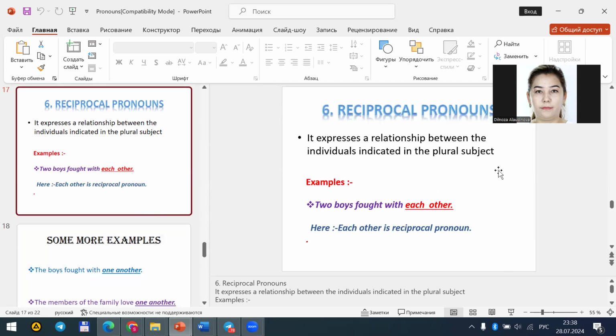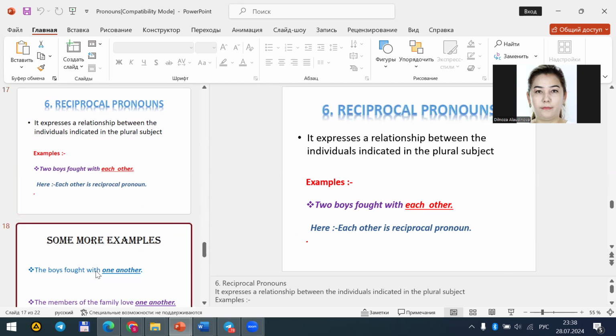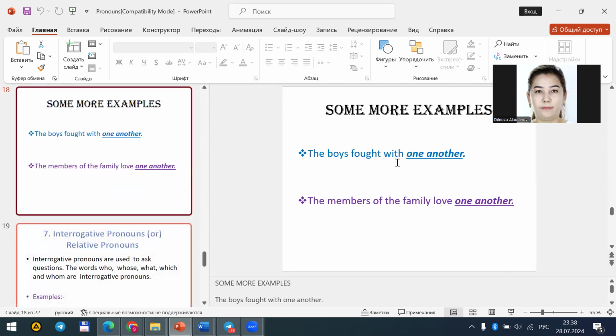Next one is reciprocal pronouns. They express a relationship between the individuals indicated in the plural subject. For example, two boys fought with each other. Each other is a reciprocal pronoun. The boys fought with one another. One another is a reciprocal pronoun. The members of the family love one another.